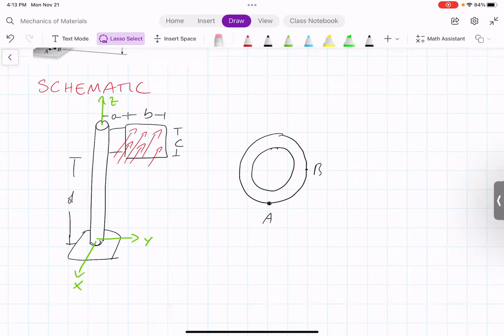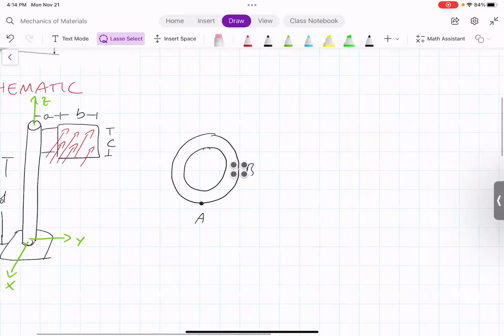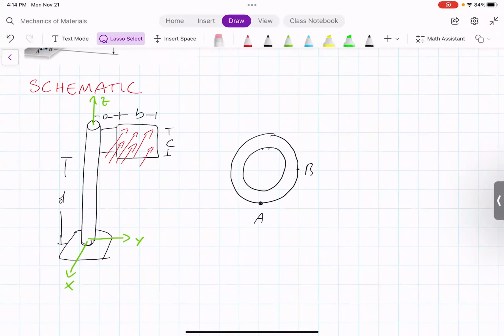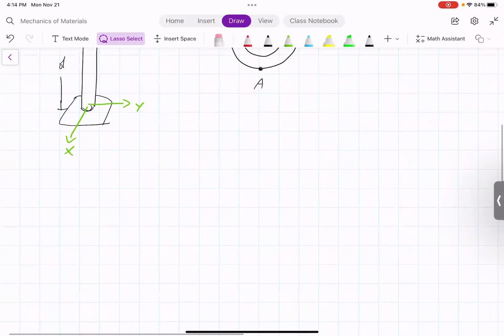And then when we look at the cross section at the bottom of the pole, it is a tubular cross section, and then we have points A and B, which are the points where we have to determine the stress, normal and shear, depending on what kind of loads we have. So we can now move down to the list.